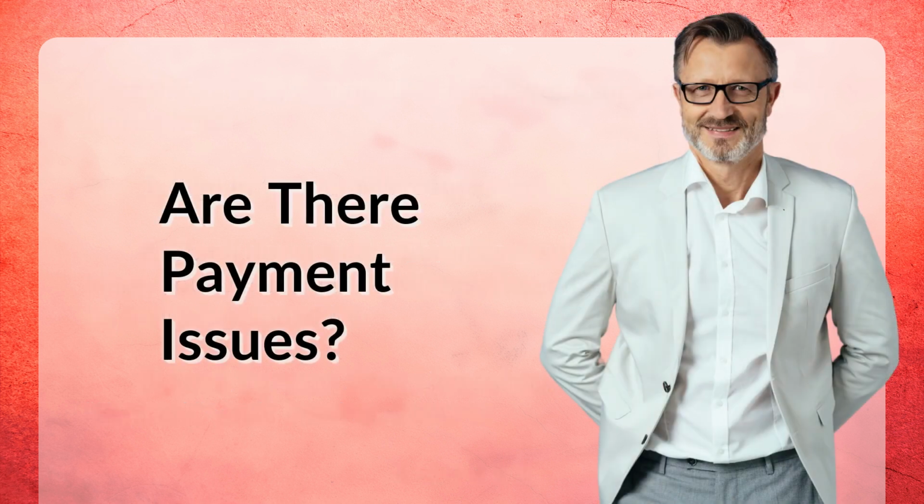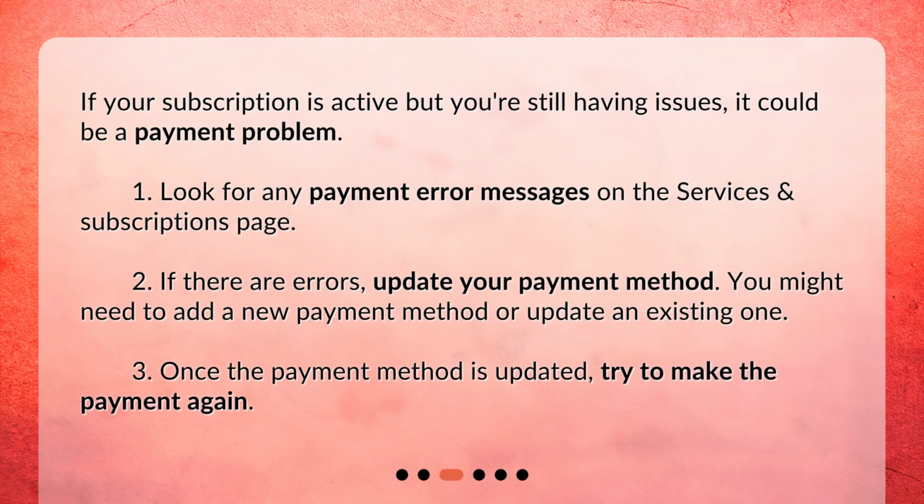Are there payment issues? If your subscription is active but you're still having issues, it could be a payment problem. 1. Look for any payment error messages on the Services and Subscriptions page. 2. If there are errors, update your payment method. You might need to add a new payment method or update an existing one. 3. Once the payment method is updated, try to make the payment again.